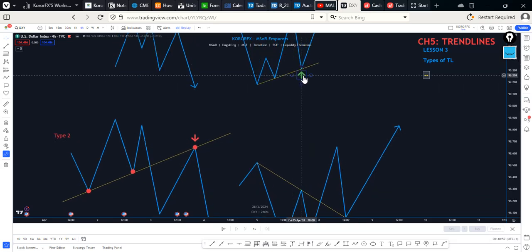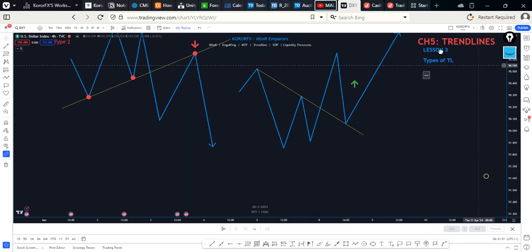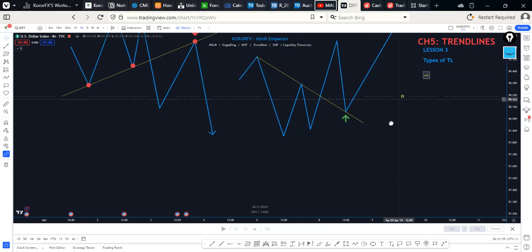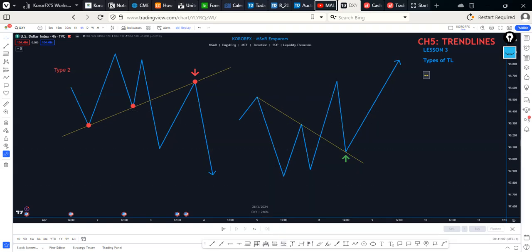So we buy same like the previous one, we buy it here. So this is type 2. We have point 1, point 2, and point 3. This is how price really buys off. And yes, I hope you got this type 2 of trend line.